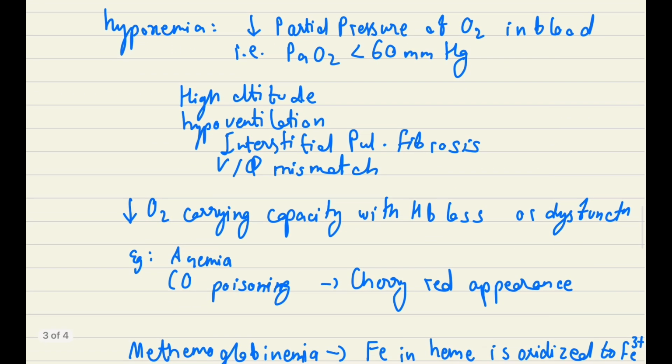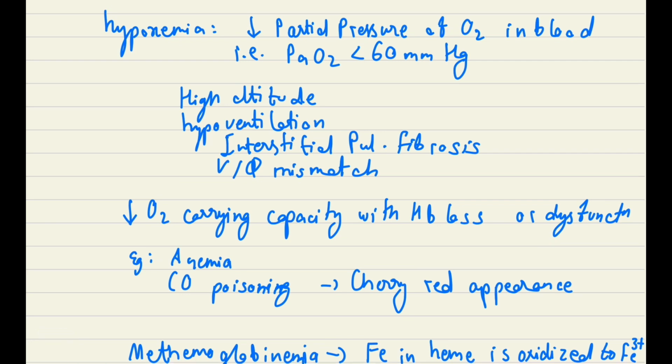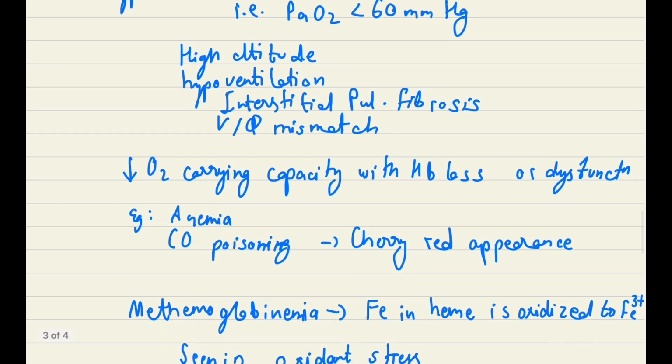Okay. Now let's talk about hypoxemia. Hypoxemia is a low partial pressure of oxygen in blood, that is, a partial pressure of oxygen less than 60 millimeters of mercury. It occurs in high altitude, hypoventilation, and interstitial pulmonary fibrosis. We can also say it is a diffusion defect, because there is a defect of diffusion from alveoli to blood, since there is a very thick diffusion barrier in interstitial pulmonary fibrosis.